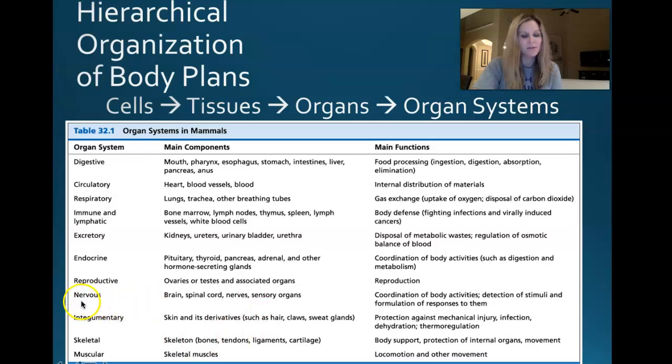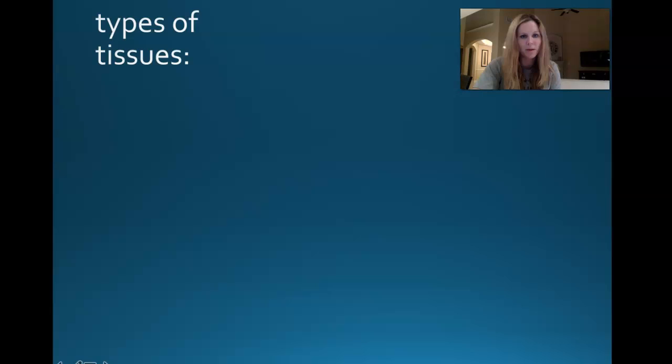We have discussed nervous system. We'll go back over that during AP test prep. Integumentary is the skin and its derivatives, skeletal and muscle. And so for our purposes, we want to make sure that you have a pretty good understanding of immune, endocrine, and nervous. And I'll review those with you when we get to test prep.